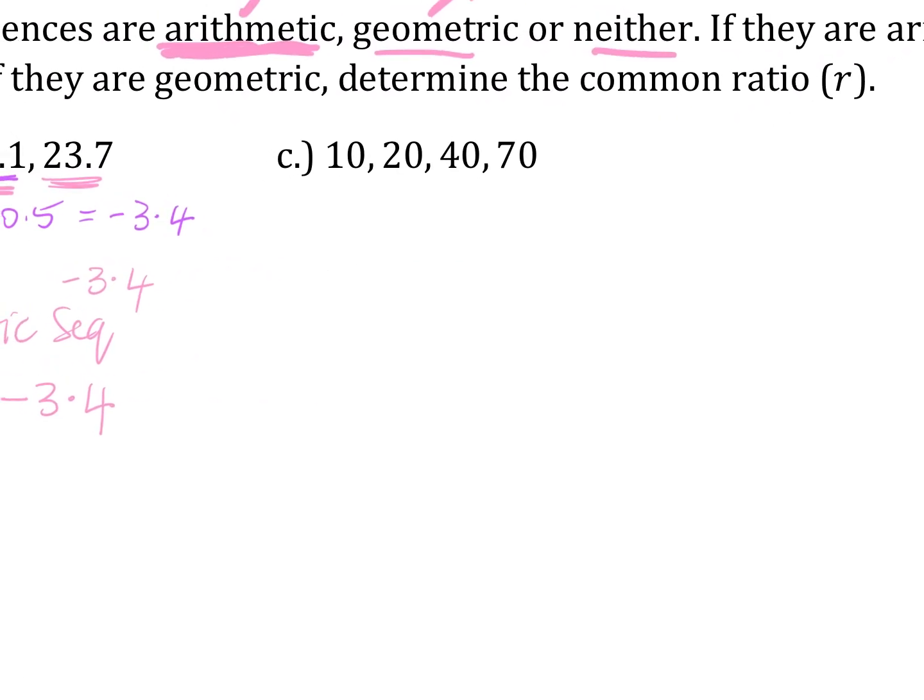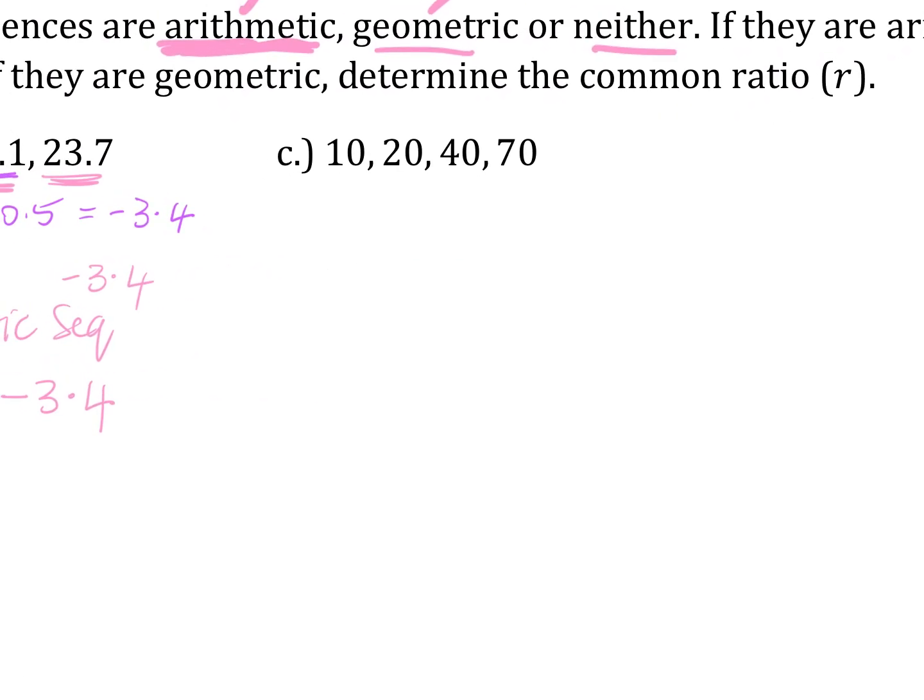Next one here, first thing I'm going to check is to see if it's an arithmetic sequence. I'm going to say this one minus this one. 20 minus 10 is equal to 10. Then I'm going to try this one. 40 minus 20 is equal to 20. They are not the same. I need not go any further. It is not arithmetic.